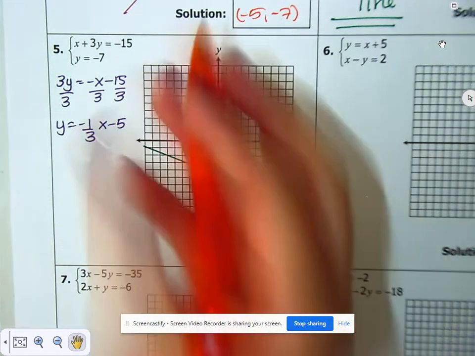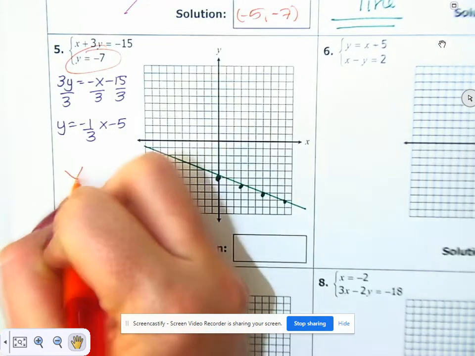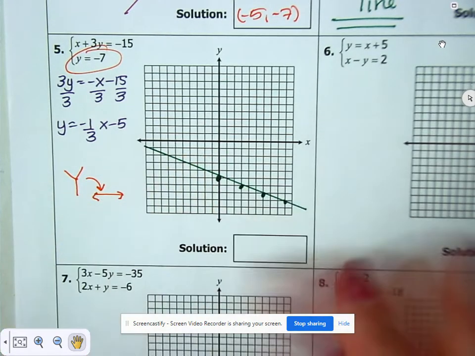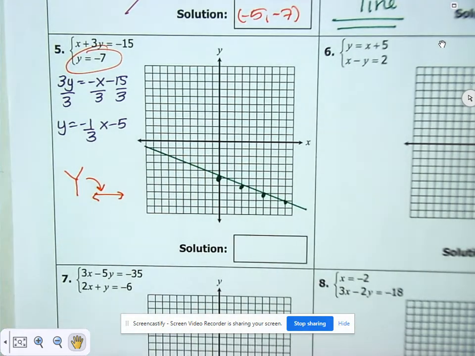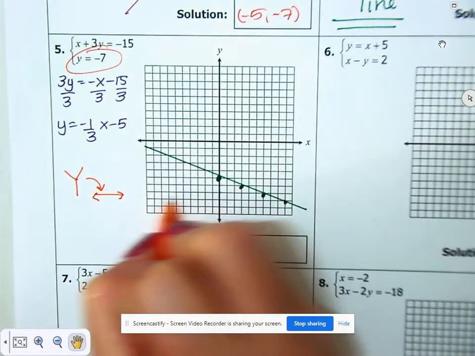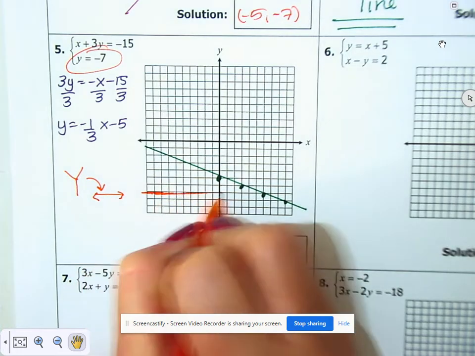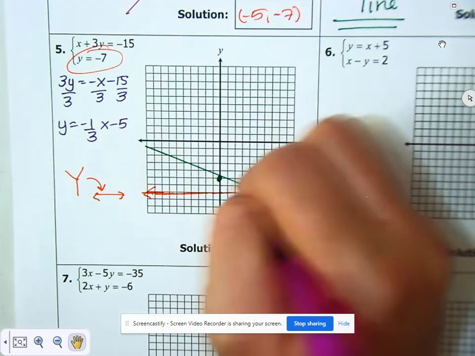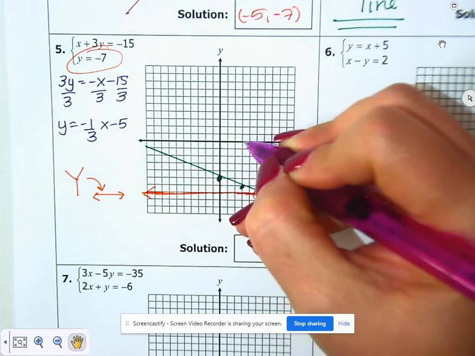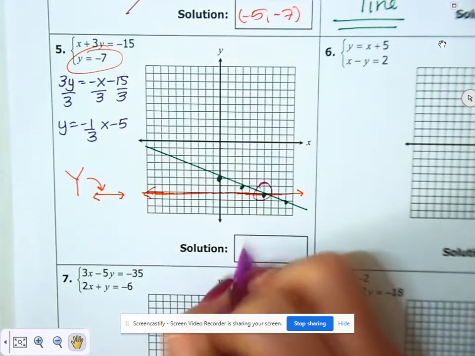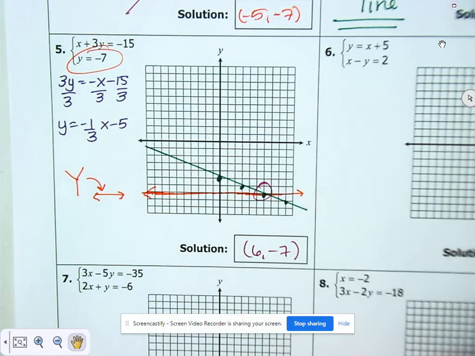Now, this one's a little trickier. This is just y. Remember, y is a stick man with one leg, so he falls down, and he makes a horizontal line. So we're going to go down to -7, and we're going to draw a horizontal line through -7. And then right over here is where you're going to see that these 2 points intersect. 1, 2, 3, 4, 5, 6, and -7.